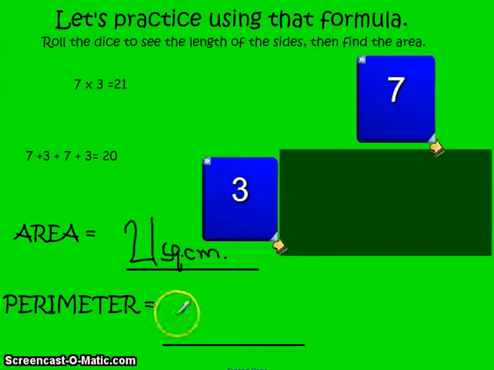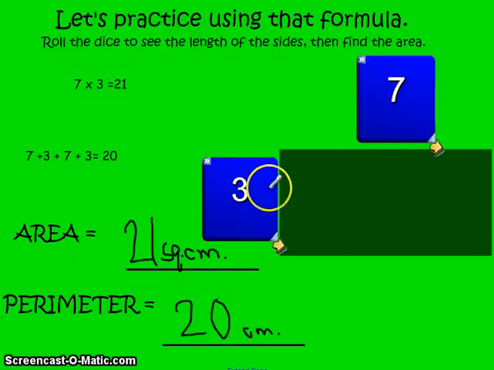And again, if we were measuring in centimeters, the perimeter would be 20 centimeters. These are not measured in square units because we're figuring out the outside. Area is measured in square units because we're figuring out how many squares would fit inside of this shape.